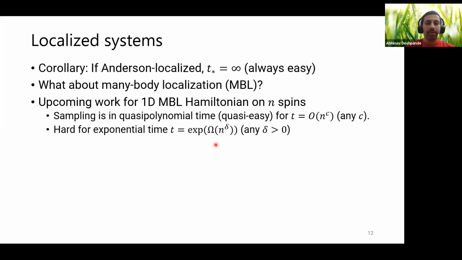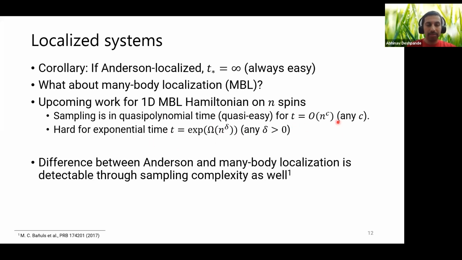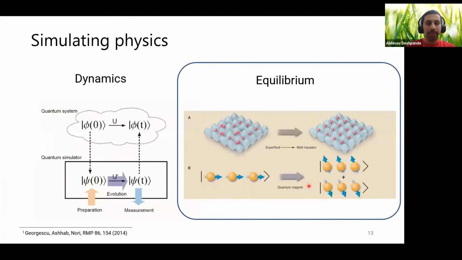And so this is another way of looking at the difference between Anderson localization and many body localization. Because in Anderson localization, it's always easy, but in many body localization, it becomes hard at, say, exponential times. So that brings me to the conclusion of this dynamics part of my talk.